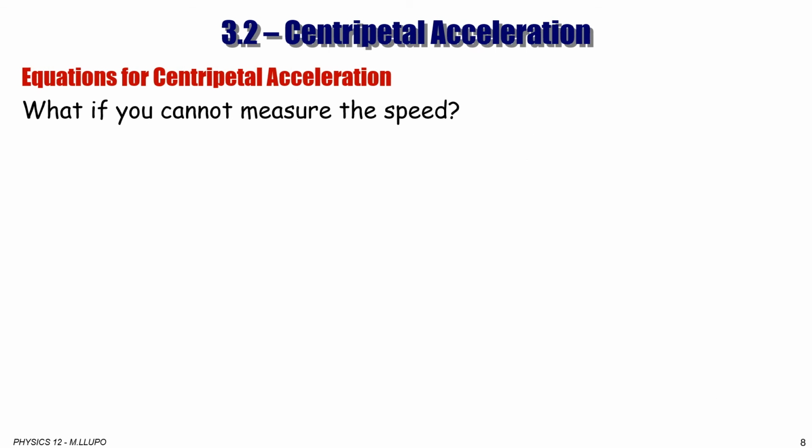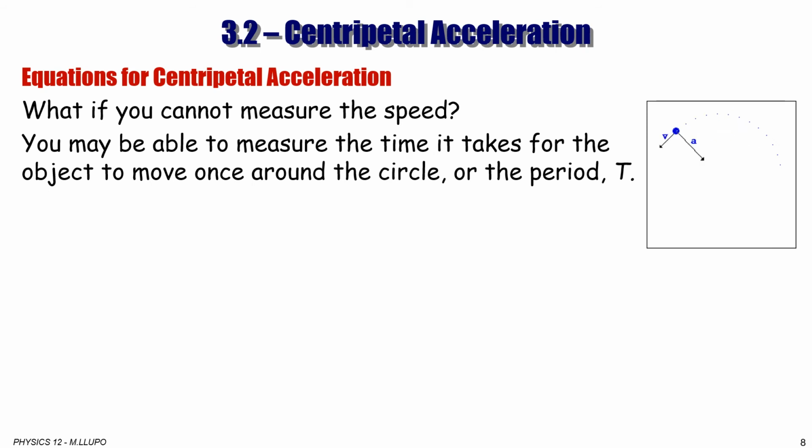Now we know the equation for centripetal acceleration, but what if we cannot measure the speed? So the equation is speed squared over radius. What happens if we don't know the speed? Is there any other alternative? Yes, we have. We may be able to measure the time it takes for the object to move once around the circle, or period. So the period is the time of one cycle.